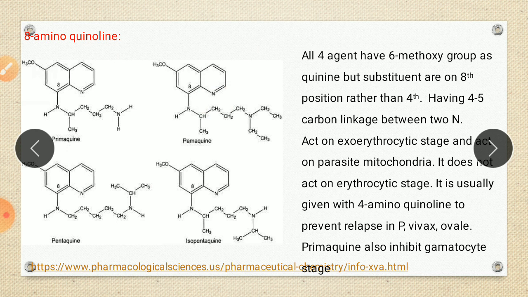All 4 groups are like quinine, but the substituents are on the 8th position rather than the 4th position, and they have a 4-5 carbon linkage between 2 nitrogens. So here there are 2 nitrogens. This one is the side chain nitrogen and the second is the ring nitrogen. So there are 2 nitrogens on the side chain, and in between these 2 nitrogens there will be 4 to 5 carbons.